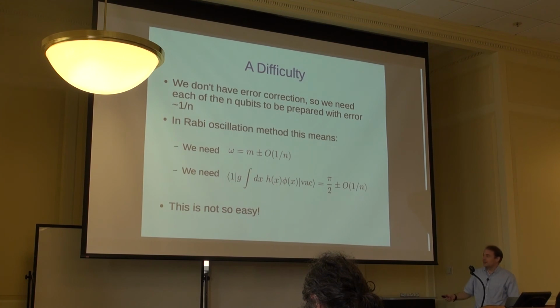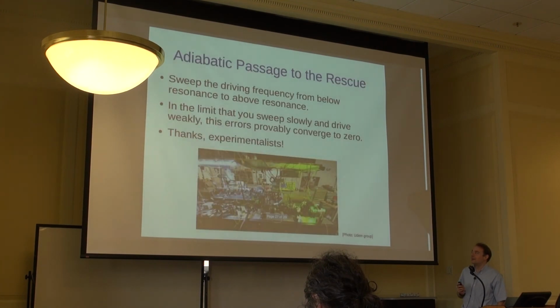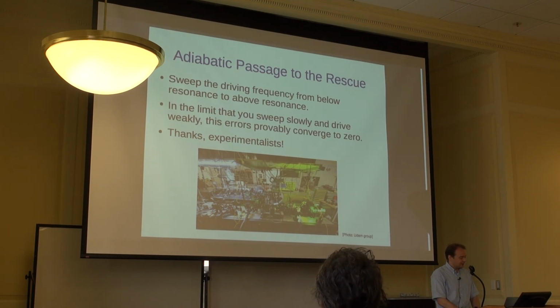And secondly, we also need to know this certain matrix element to precision order 1 over n, and that's not easy either. So how are we going to solve this problem? Can we compute these things efficiently to sufficiently high precision? Well, it turns out instead of solving this problem, we will avoid this problem. And this also is an idea which was suggested to us, in this case by Mark Rudner, who mentioned to me a method that is very well known and widely used amongst experimentalists, which is called adiabatic rapid passage.